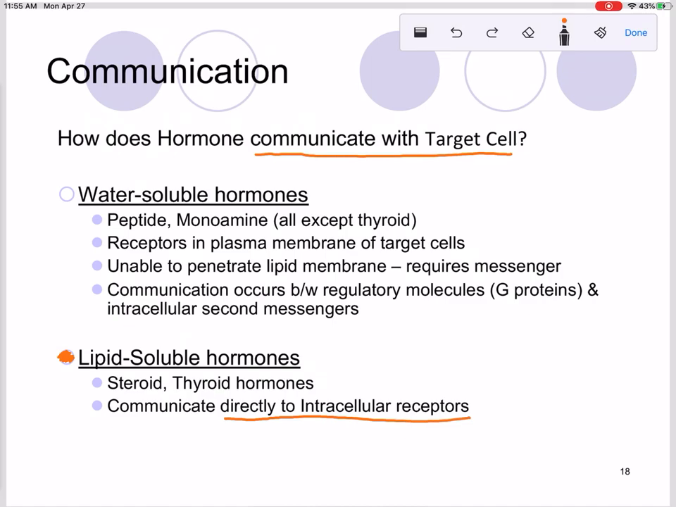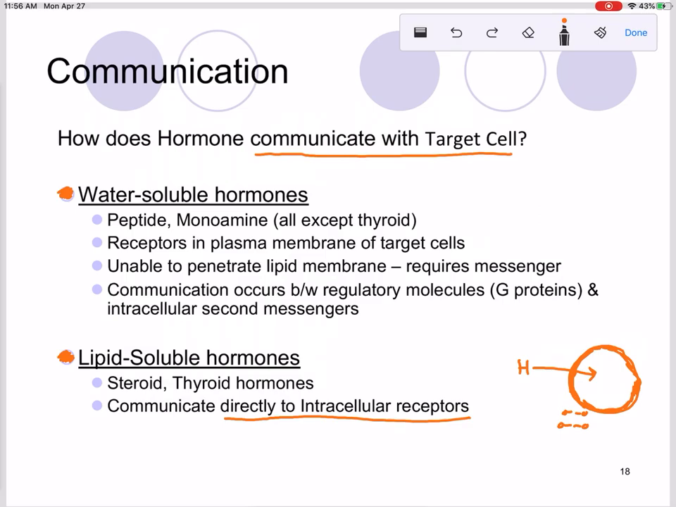Guess what? The lipid-soluble hormones can communicate directly to receptors inside the target cell. Amazing. And why is that? That's the case because think of our cell membrane. What is our cell membrane made up of? Remember our cell membrane? It's got the phospholipid bilayer. So our cell membrane is made up of lipids. So if it's a lipid-soluble hormone, then those hormones can just scoot right through. Great. Love it.